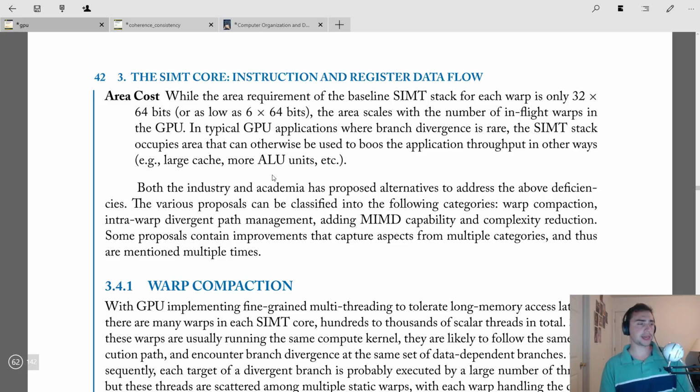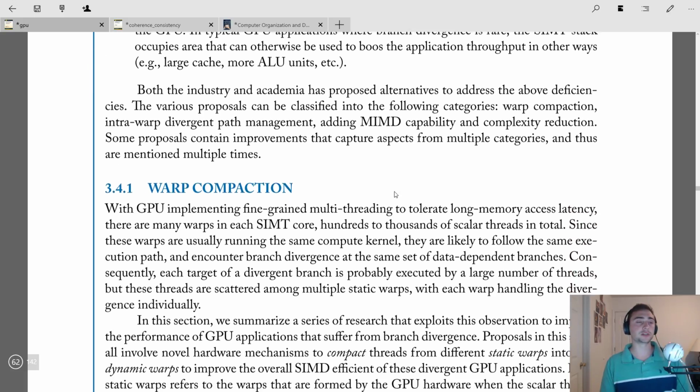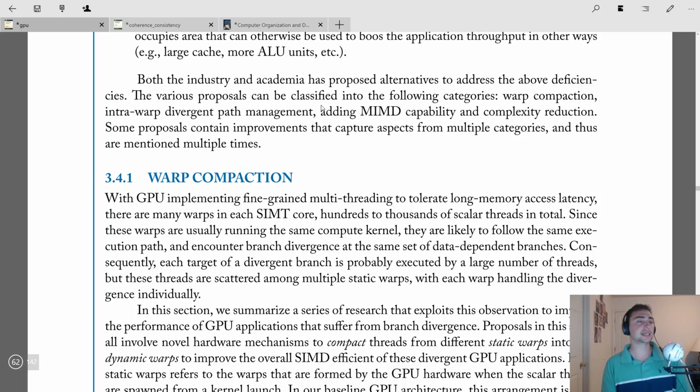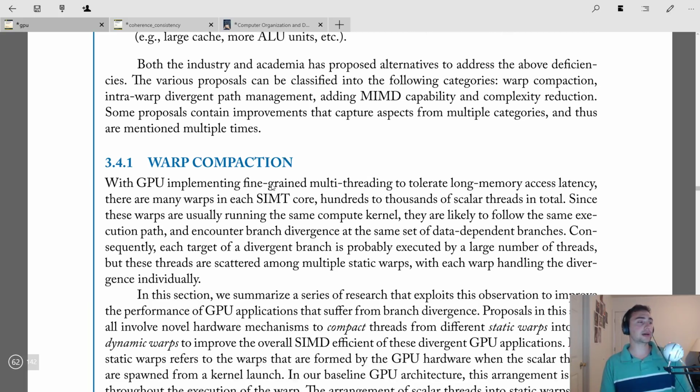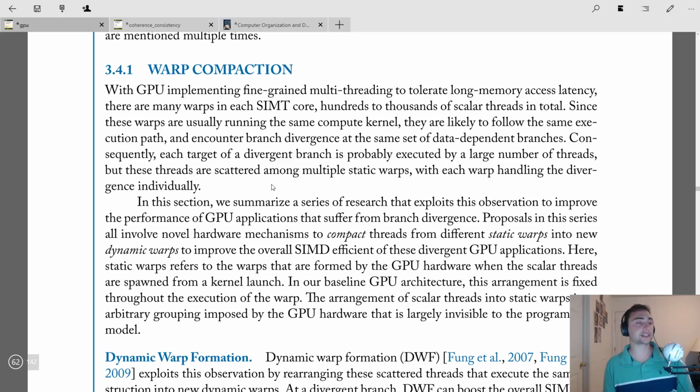But of course, this isn't a problem that nobody's thought of before. Industry and academia have both proposed alternatives to address the above deficiencies, and they can be categorized into a number of different research directions. One of them is warp compaction, which we'll cover today. Then we'll also have intra-warp divergent path management, adding MIMD capability, and complexity reduction. So let's go ahead and start talking about warp compaction and that line of research that's going on.